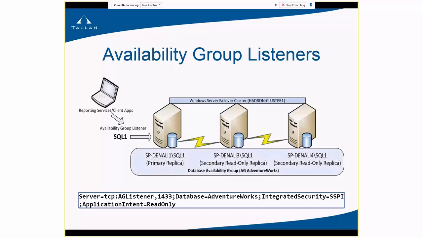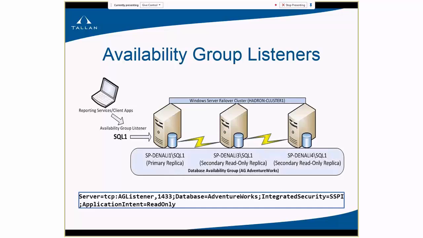The client can connect to the availability group listener, and it doesn't have to know anything about the availability group or the subsequent SQL Servers involved in that group. Here's a connection string in this slide. You could put that right in your web.config, and it doesn't have to be modified in the case of a failover or anything like that.